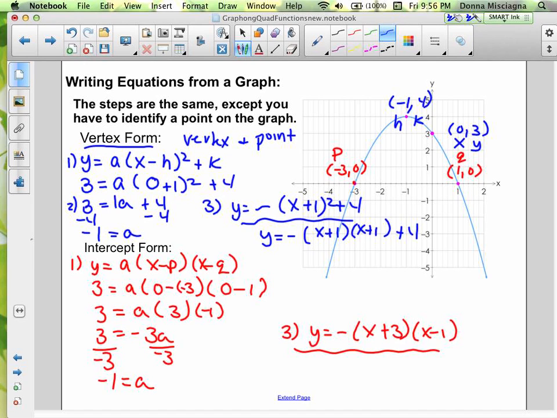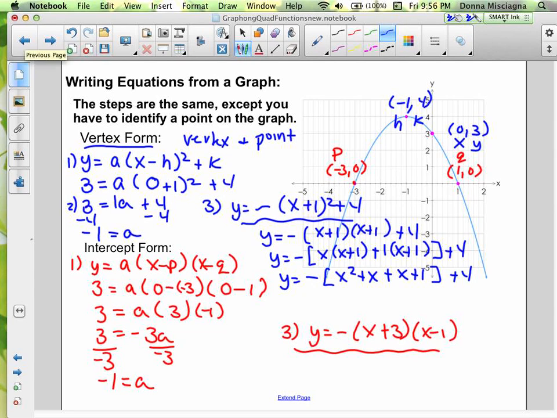So let's first multiply. So we'll have an x times an x plus 1, and a 1 times an x plus 1, because we've got to distribute everything in the first binomial to everything in the second binomial. And then we have a plus 4 at the end. Notice that is not multiplied by that negative 1, right? Because that negative 1 is only in front of the x plus 1 squared. So we have y equals negative times x squared plus x plus 1 plus 4.